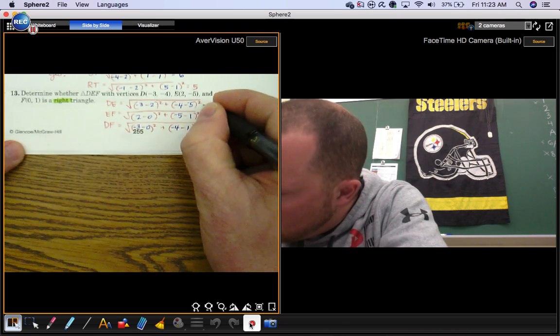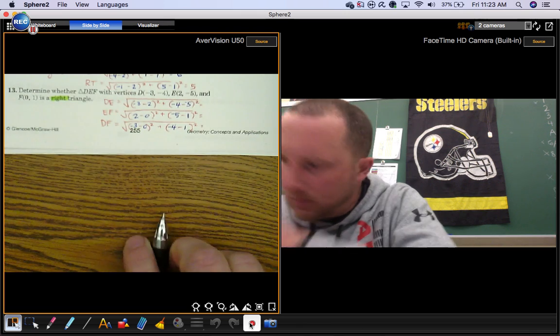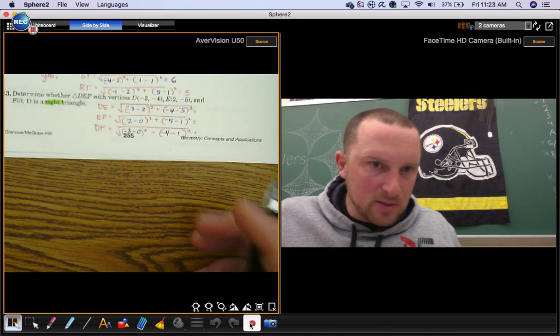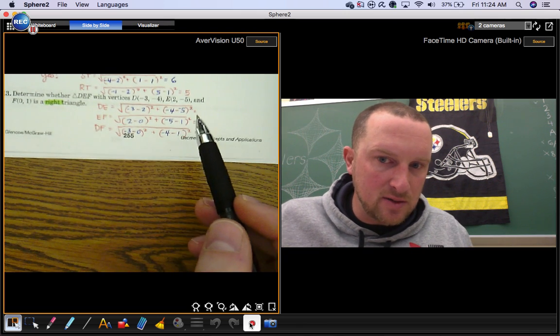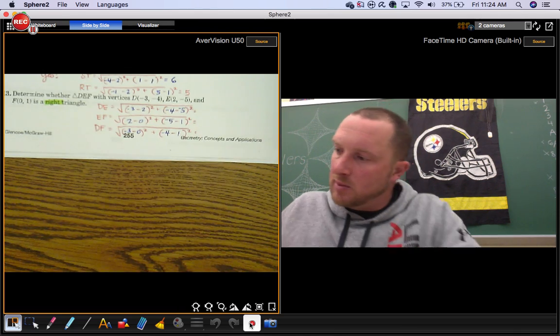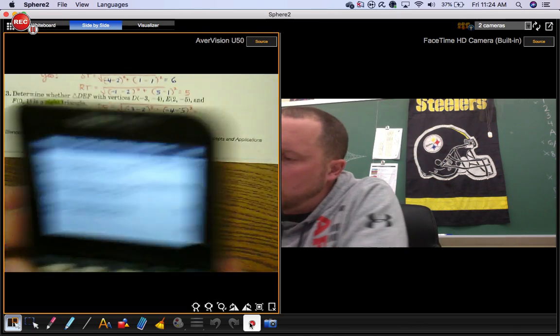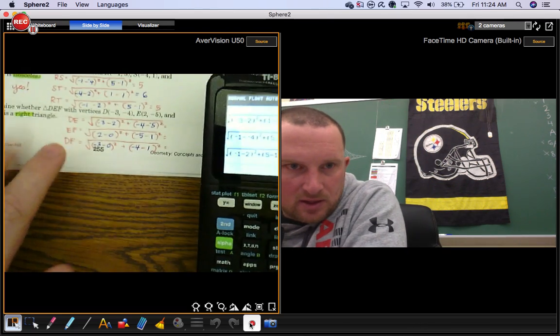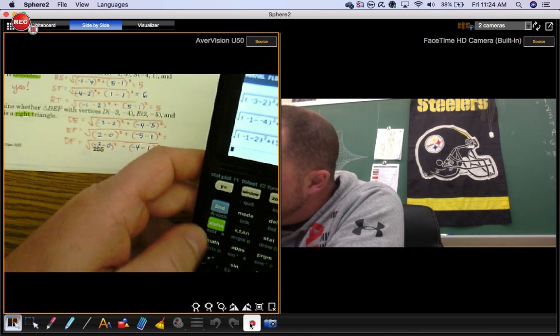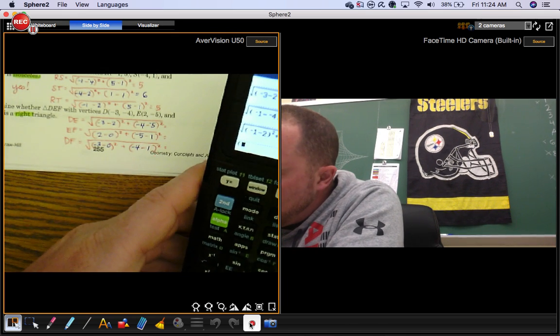Okay, so let's find these lengths. And actually, it's probably going to be easier to not get the answer as a decimal here. It's probably going to be better to leave it as a radical. Okay, so here's what I'm going to do to type this in. I'm not going to type the radical in. I'm just going to type in my parentheses.